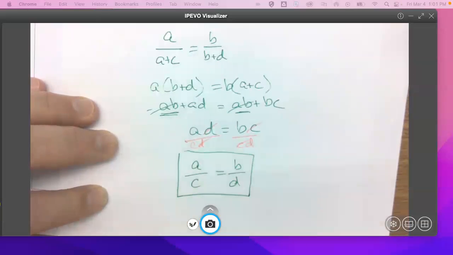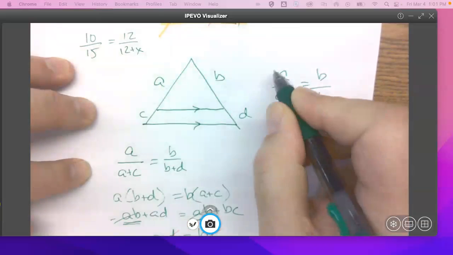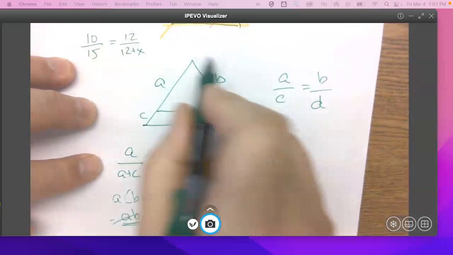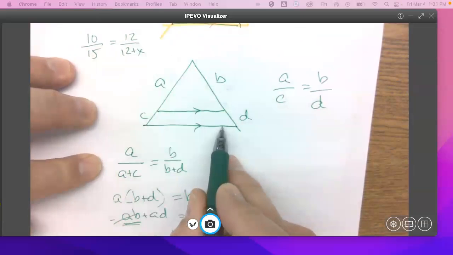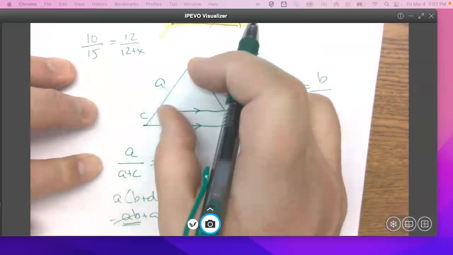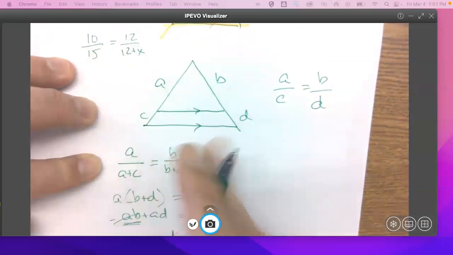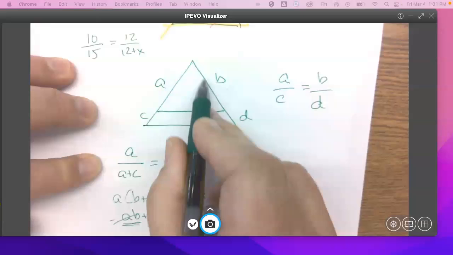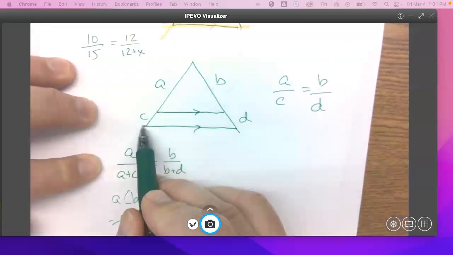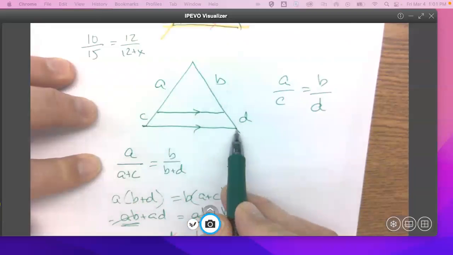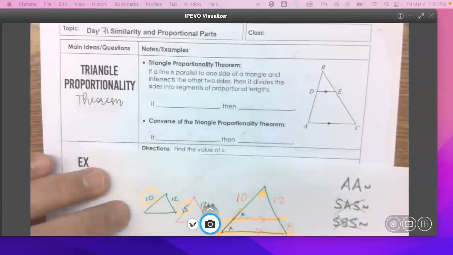What that means, I'm going to write it up here for us so we can see it easier, is that if I'm given this scenario where I've got parallel lines here, such that this side has been split into A and C, and this side has been split into B and D, the way they're split is proportional. A to C is the same as B to D. This is this piece here in the triangle proportionality.